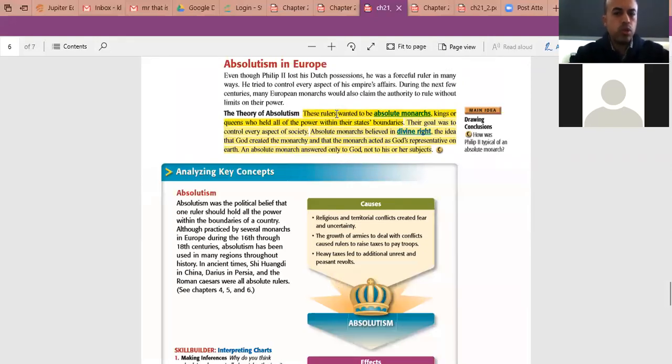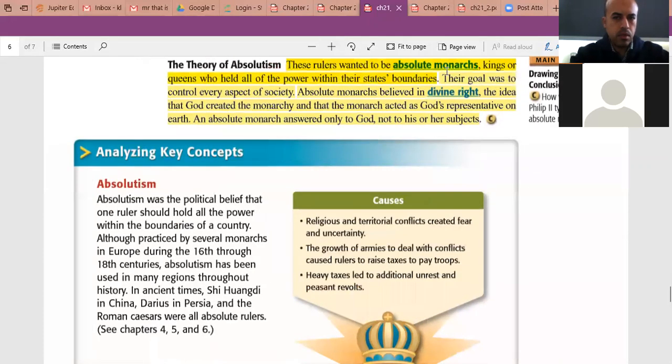These rulers wanted to be absolute monarchs, kings or queens who held all of the power within their state's boundaries. Their goal was to control every aspect of society. Absolute monarchs believed in divine right, the idea that God created the monarchy and that the monarch acted as God's representatives on earth. An absolute monarch answered only to God, not to his or her subjects.